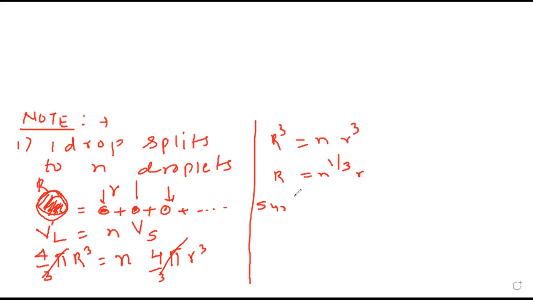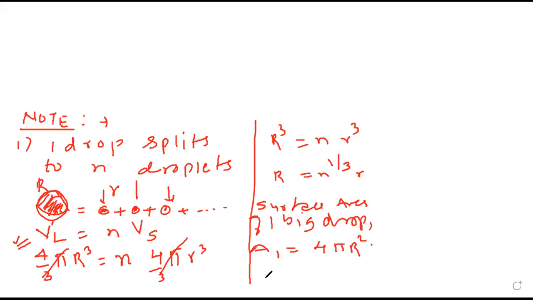Now, whenever you see a drop becoming droplets or droplets combining to become a drop, your start will be this: volume remains the same. This will come in 2-3 chapters. Now the surface area of one big drop, suppose I call this A1, will be 4 pi capital R square, because the surface area of a sphere is 4 pi R square.